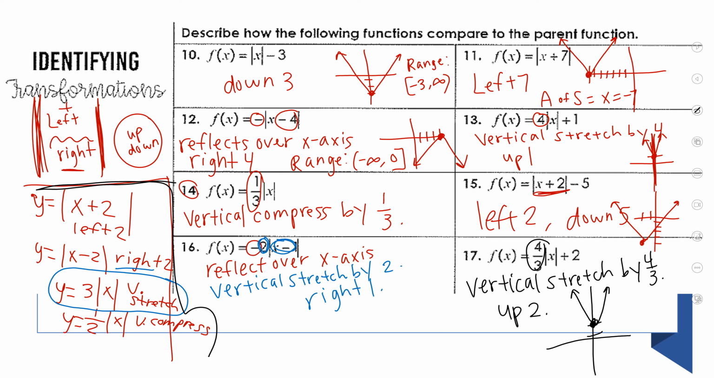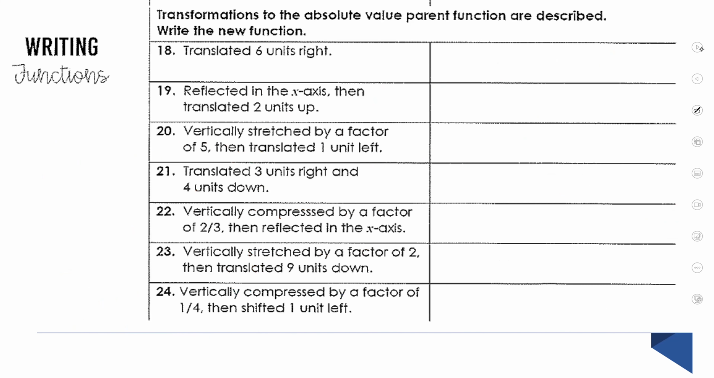All right, next one. Let's move on to this. So this says translated 6 units to the right. So I'm going to have my y equals my absolute value symbol. Remember, guys, whenever you're talking about moving left or right, that'll be inside. So if it's left, you'll have a plus sign. If you go to the right, you'll have a minus sign. Okay, it's inside of the absolute value symbol.